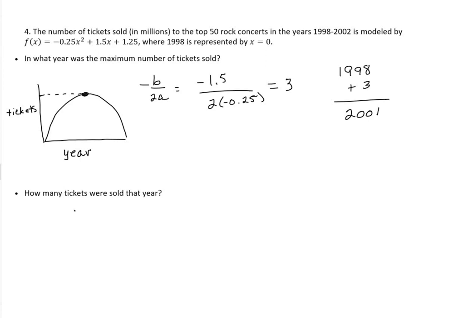And the second question is how many tickets were sold that year. Now, I do have to go back to that 3 to plug into my function. And the answer that I get here is 3.5. But this is not 3.5 tickets. Remember that this is in millions, so this is 3.5 million tickets.